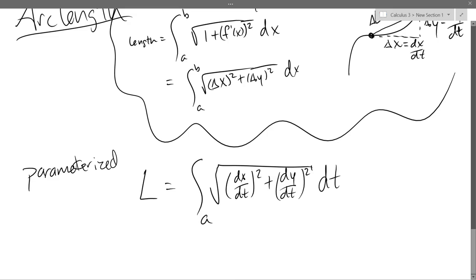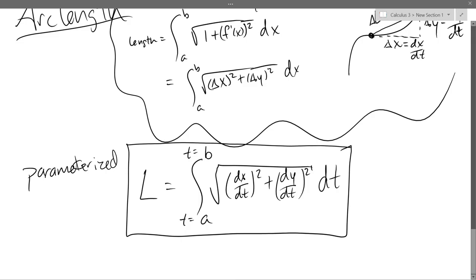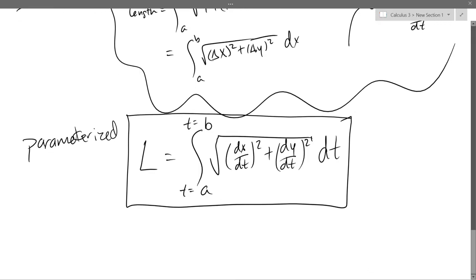And I'll still use the a and the b right here. Remember, a and b are t values. So if you need to write t equals a to t equals b, totally OK to do. But hopefully, you already learned that a dt integral is going to be using t values, and a dx integral would use x values and all that. So you probably don't need to write those t equals parts. So that is the parameterized arc length.